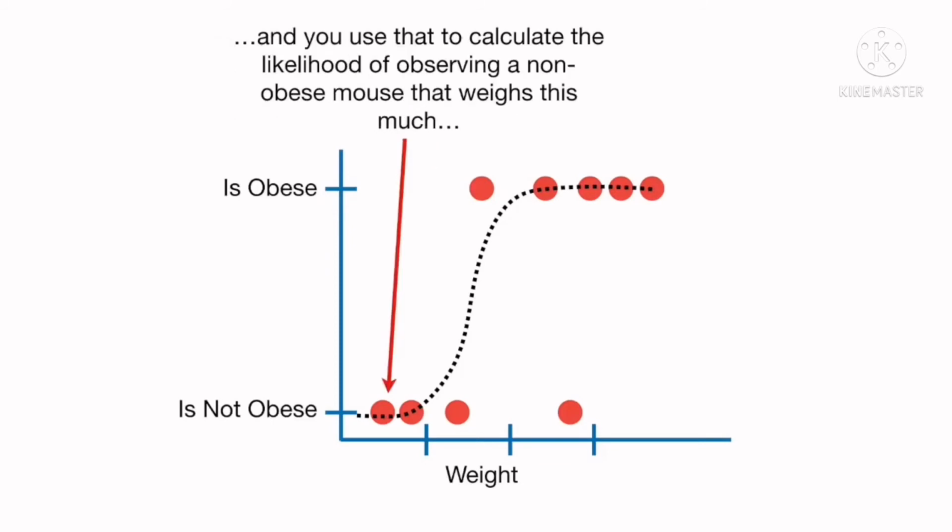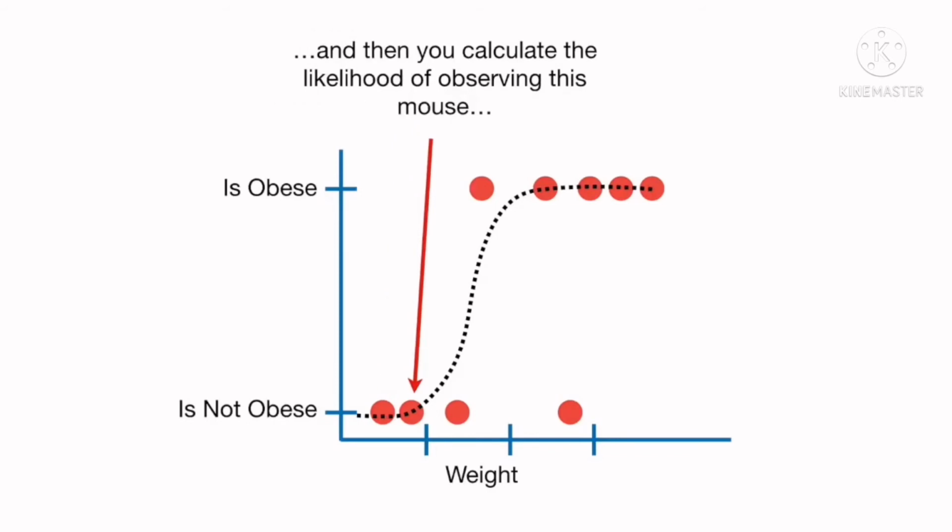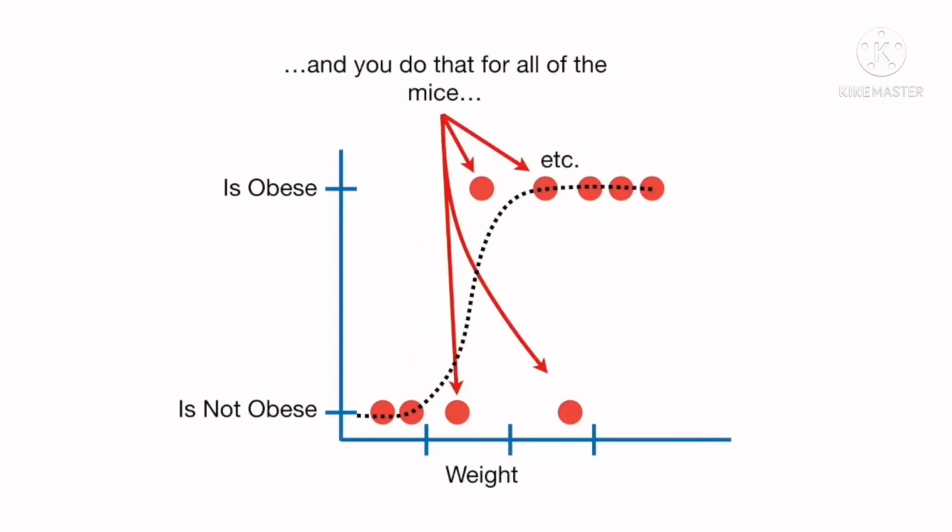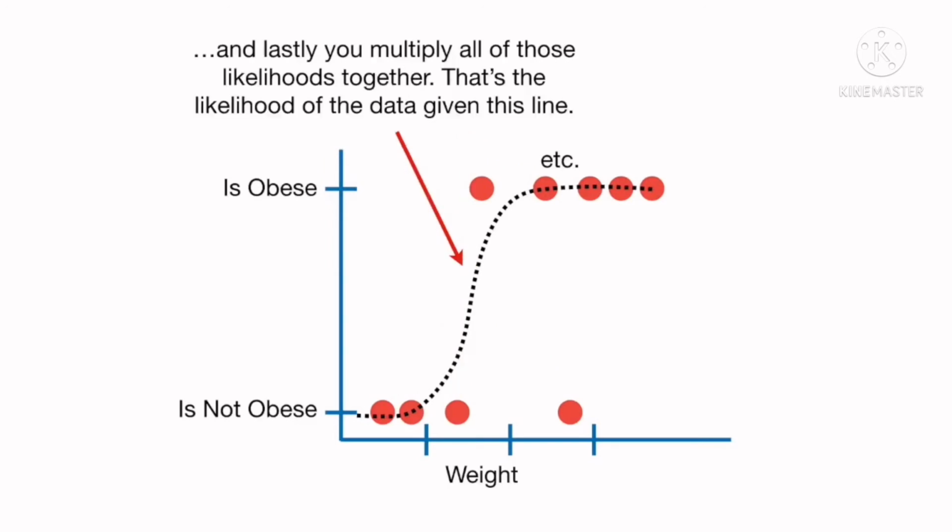And you use that to calculate the likelihood of observing a non-obese mouse that weighs this much. And then you calculate the likelihood of observing this mouse. And you do that for all of the mice. And lastly, you multiply all of those likelihoods together. That's the likelihood of the data given this line.